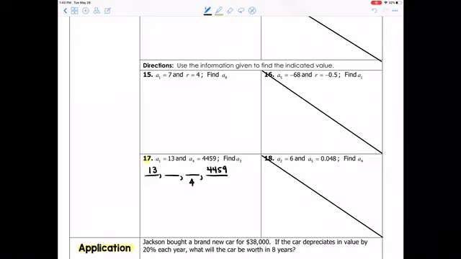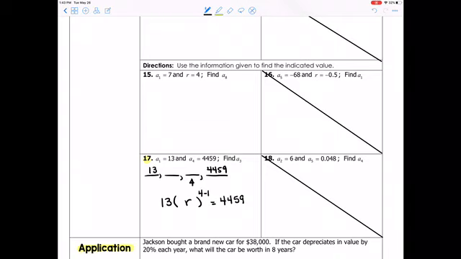Well, to figure out how the sequence is working, we need to figure out what that common ratio is. So I do know that my first term is 13. I don't know what my common ratio is, but I know that the 4th term is equal to 4,459. So we can use our formula to help us find that common ratio that we can then use to find the third term. Solving this equation is a little bit challenging.